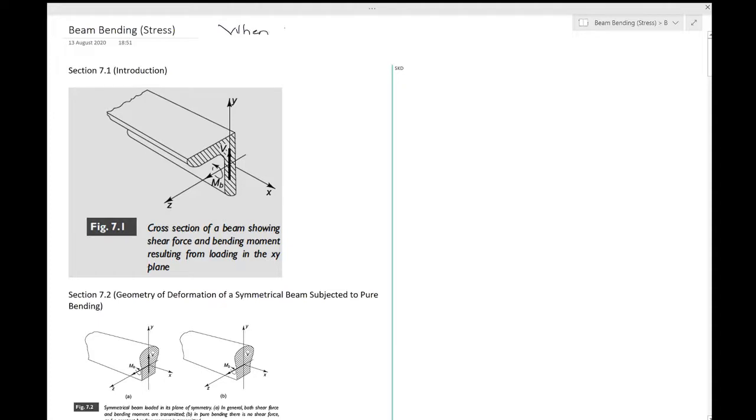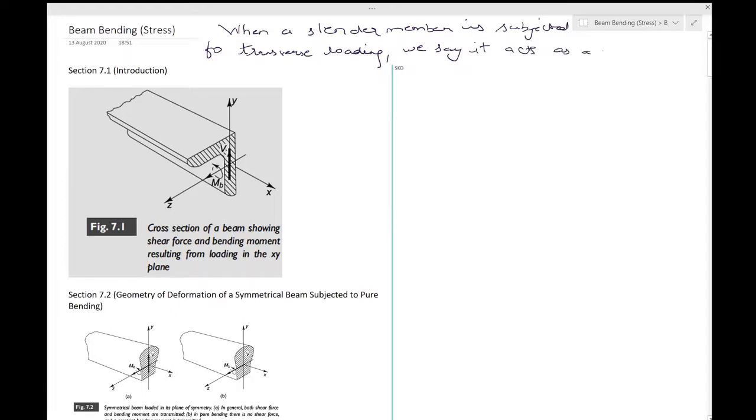When a slender member, this is from the first line from your textbook, is subjected to transverse loading, we say it acts as a beam, and we can find many such examples. Okay, so if you look at the construction of a building, then there are these horizontal members, so they will be under bending because they would have a load in this particular form.